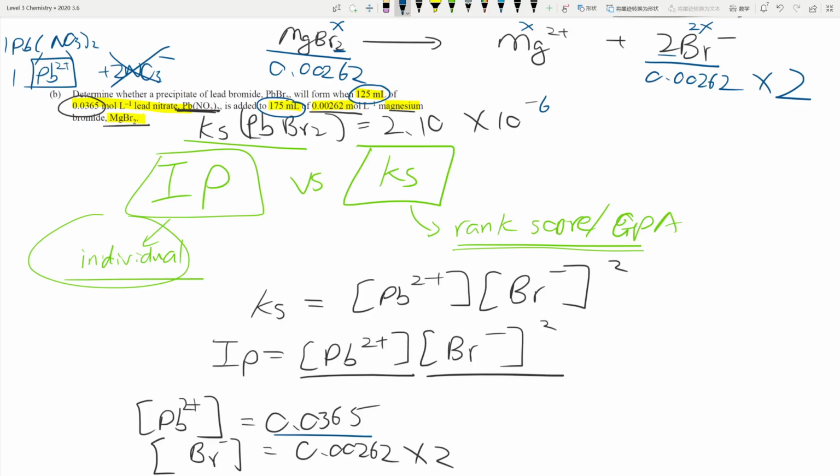The solution has been diluted, because for my Pb2+ it used to be 125 mLs, but now I have mixed 125 with 175, which gives me 300 mLs. So the 125 is my initial volume, the 300 is the new total volume. Same with the other one, it used to be 175, but now it is 300.